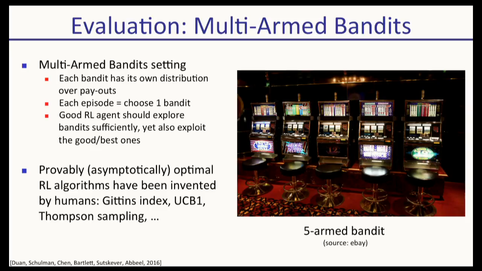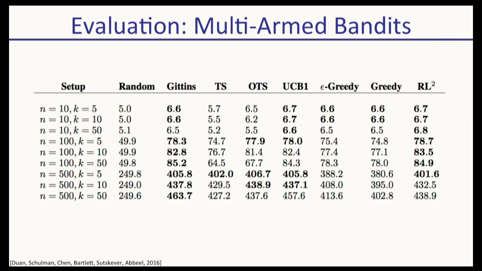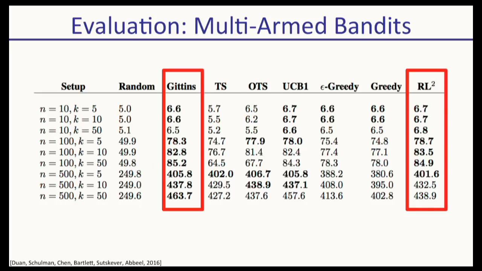Gittins indices give asymptotically optimal performance. There are computationally cheaper algorithms that get pretty close to Gittins index performance. So let's take a look at how they compare to RL squared. RL squared is the learning to reinforcement learn. We see that it actually performs about as well as Gittins indices, which are asymptotically optimal, which is amazing, because what that means is that with just this simple learning to learn approach, we ended up discovering a recurrent neural net that encodes a bandit solving algorithm right inside the recurrent neural net.